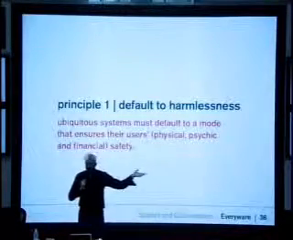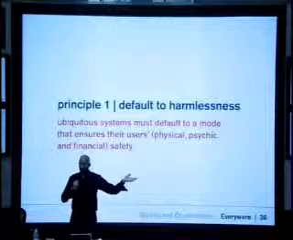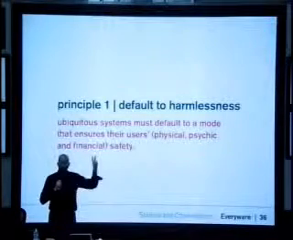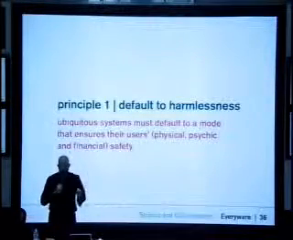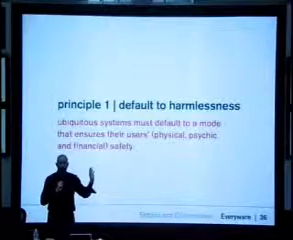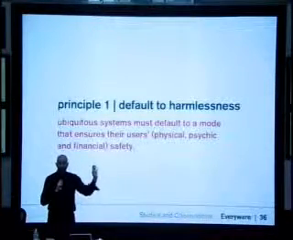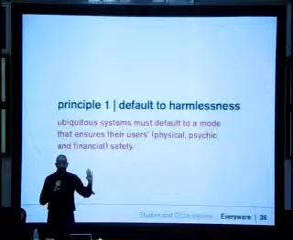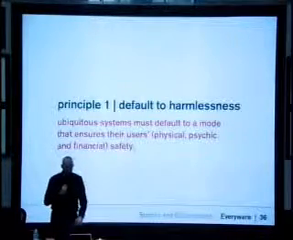So when I say that systems must default to harmlessness, I mean that every society has to decide for itself what that word harm means. Nevertheless, I think this should be the gold standard that we approach and aspire to. I think we should try to design ubiquitous systems so that at the very least they keep people from being injured.